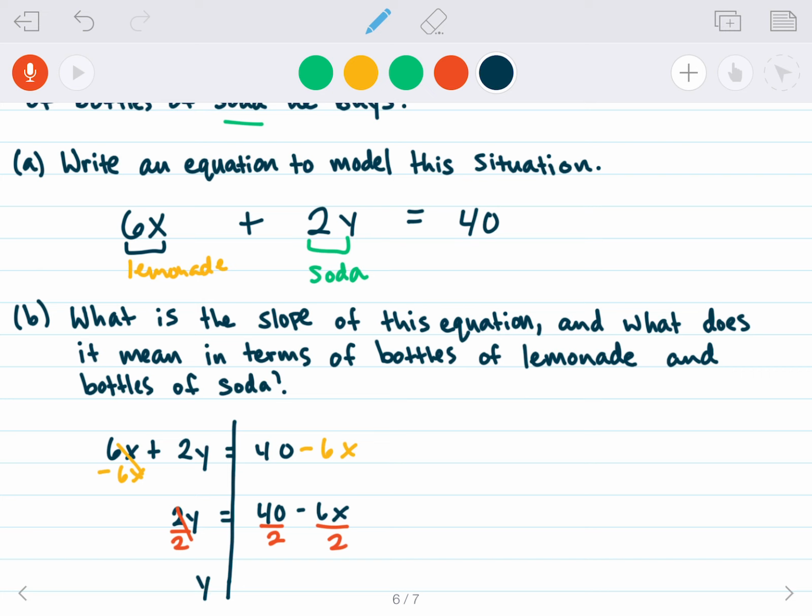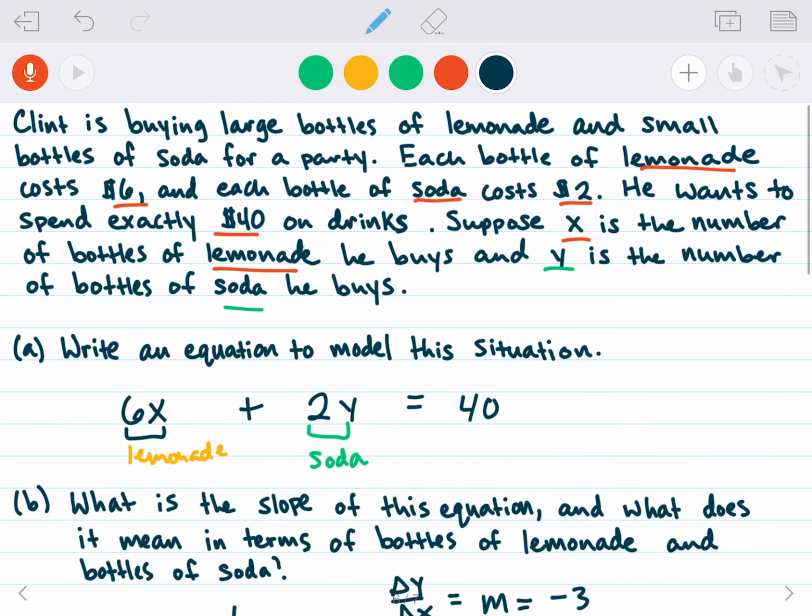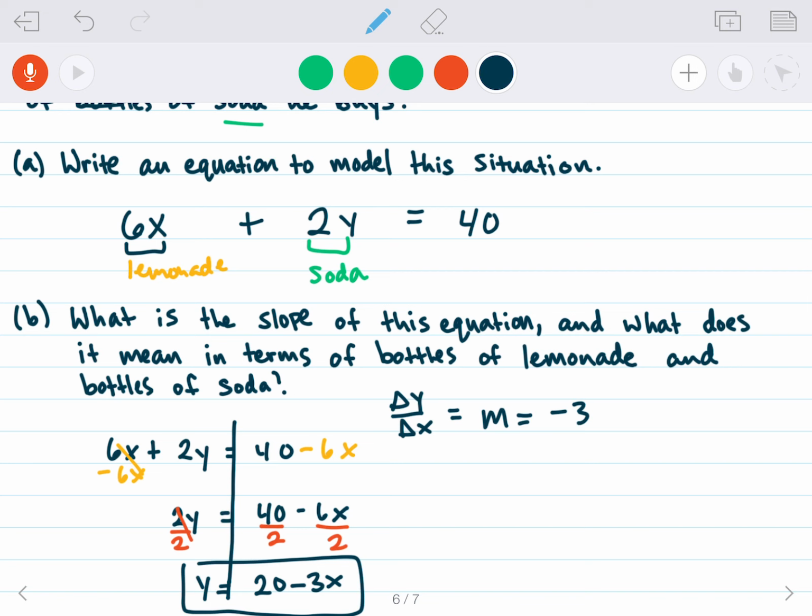And so then I'm going to get y is equal to 20 minus 3x. So this is my equation in slope-intercept form. So what's the slope? The slope is negative 3, but what are the units of the slope? Well, remember that slope is just the change in y over the change in x. And y is the number of bottles of soda. So our units are going to be bottles of soda for y.